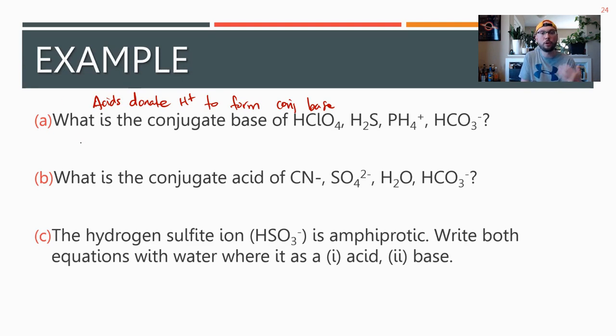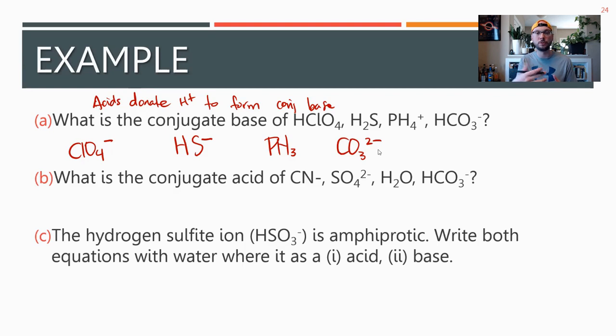So HClO4, we take that hydrogen off. We got ClO4, and now it was neutral, -1 now. H2S, we're going to drop the number of hydrogens by 1, so we got HS-. We're going to take one of those hydrogens off, so this becomes neutral, and PH4+ becomes PH3. And then finally, we're going to take the one hydrogen off, becomes CO3 2-. So those are the conjugate bases of those four substances.